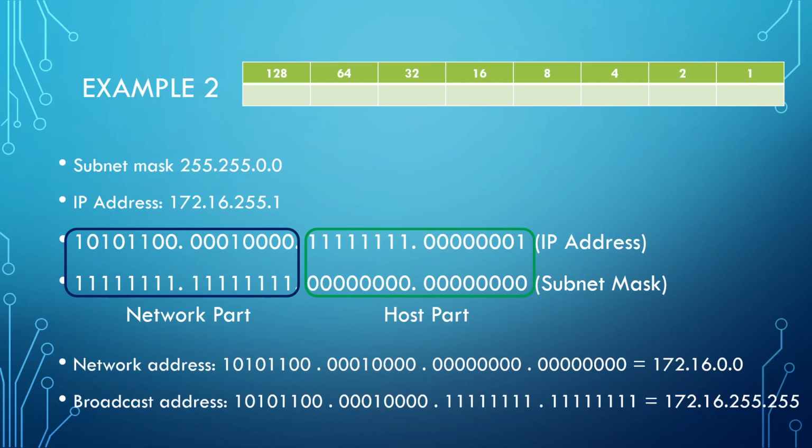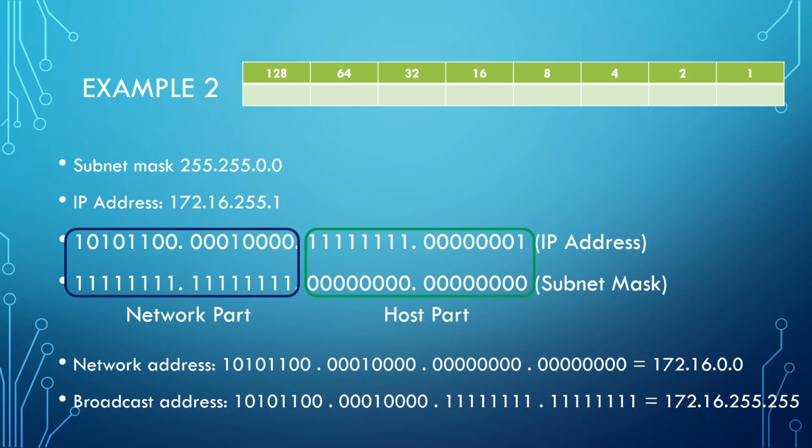To find out the first usable IP address, we just add a decimal 1 to that number. The first usable IP address for any device on this network is going to be 172.16.0.1, and that's the first IP address that we can assign out to our hosts. For the broadcast address, we do the opposite. For the bits which represent the host part of our IP address, we just convert those bits all to ones.